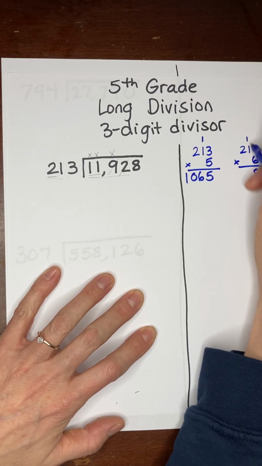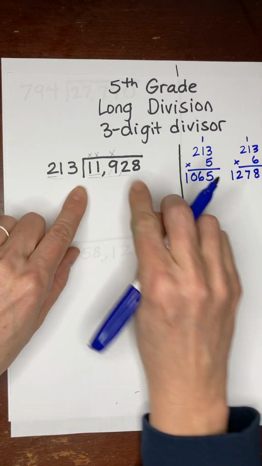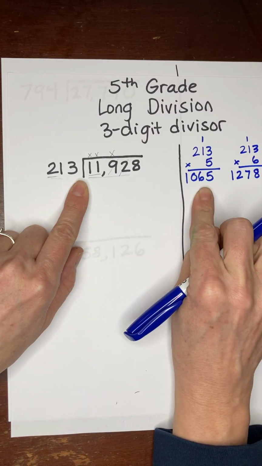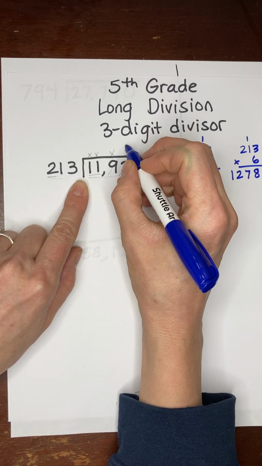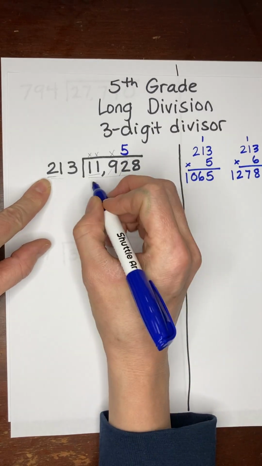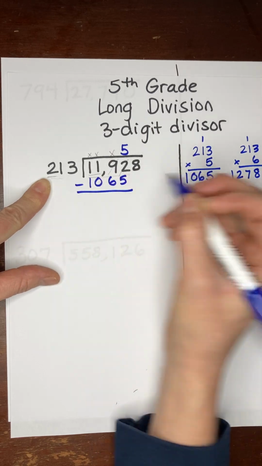8, 1, 7, 2, 1. 1,278, well, that's too big, isn't it? Because our number is 1,192. So our first estimate was correct. Let's put our 5 up here. 5 times 213, we already did that work, so let's write that there. And let's do some subtraction.